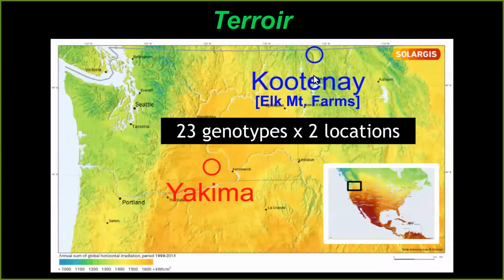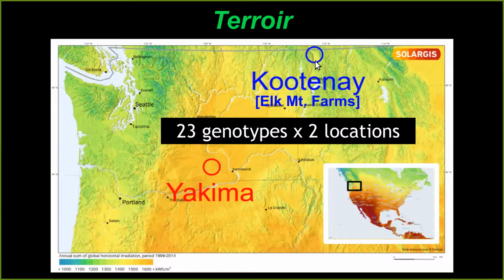So what is terroir? The way this experiment was set up was to grow hops, 23 genotypes, the same 23, in 2 different locations, Yakima and Kootenai. This is a map of the Pacific Northwest region of the United States, where most of the hops are grown in the US. Yakima Valley is a high desert environment, and this is where the majority of hops in the United States are grown. So we have the Yakima Valley here, which is high desert, extreme temperatures.